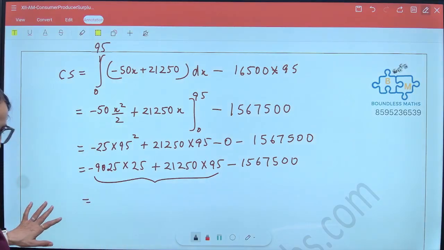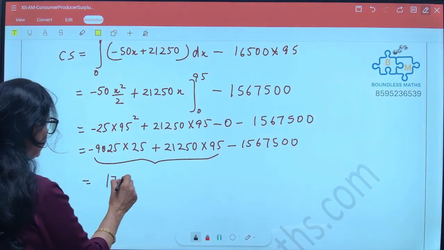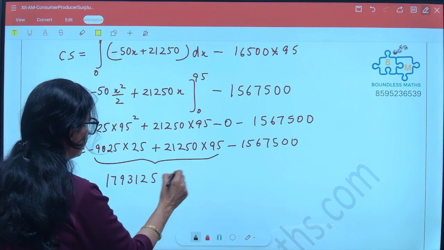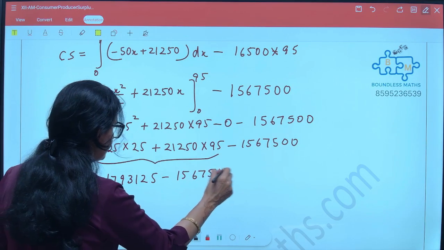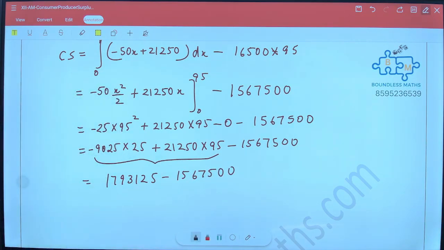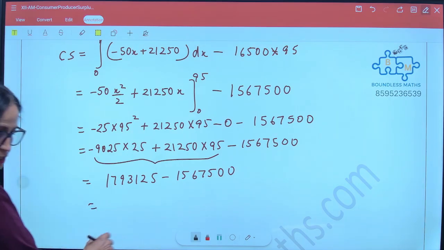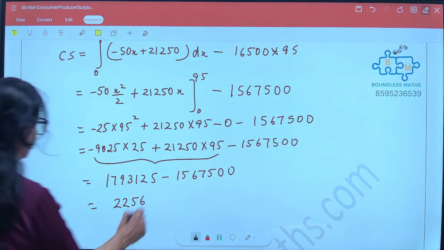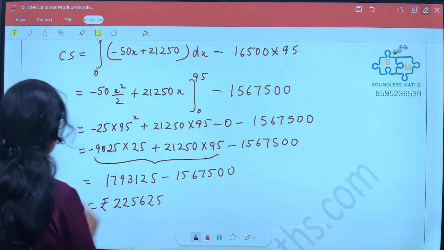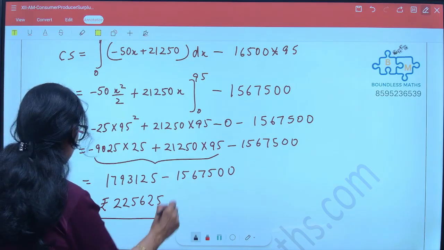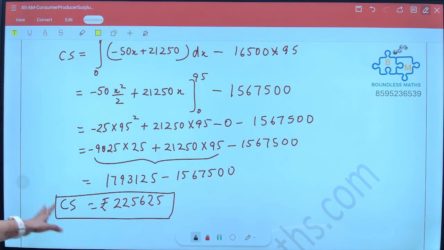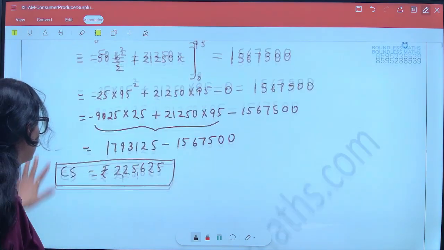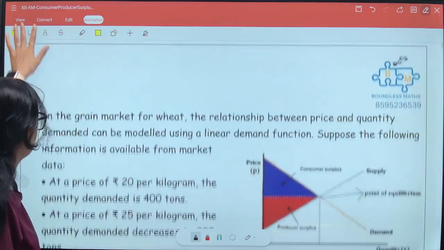So once you calculate these two, what do you get? You get 1793125 and minus 156750. Right? Now when you do the subtraction, the final answer comes out to be 225625 rupees. So this is the consumer surplus. Here the unit was given to you in the question in the form of rupees, so don't forget the unit. It is these many rupees, 2,25,625 rupees. Understood? Great. So let's move to the next question.